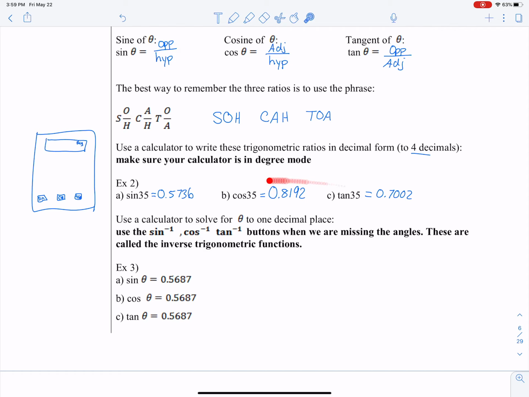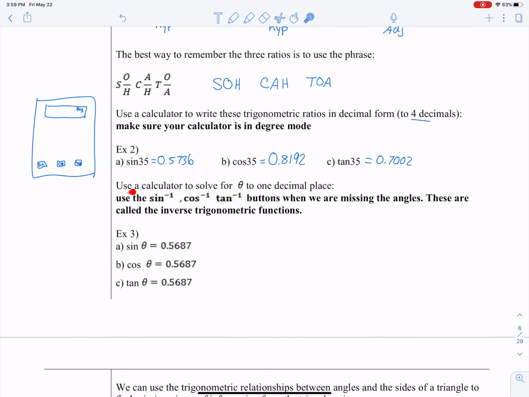So make sure you're getting these as your final answer. Next, we need to be able to use a calculator to solve for the angle, to 1 decimal place. Here we have our buttons, and now we're going to be using sine to the -1.